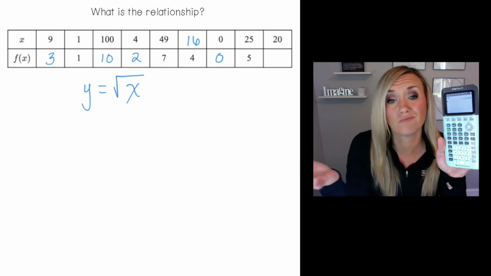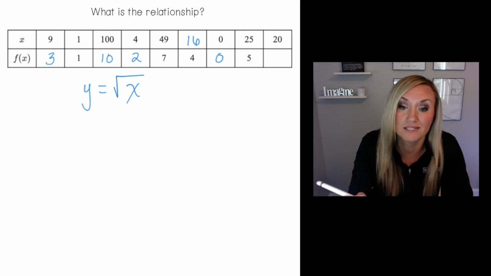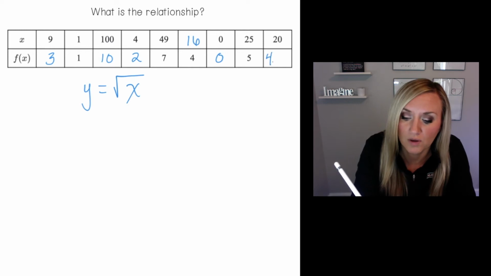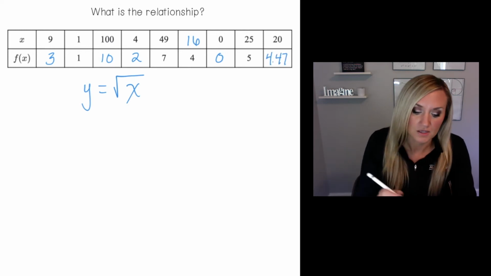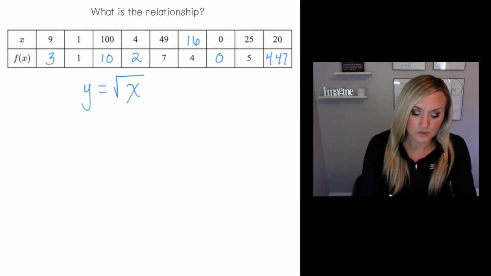I'm going to type in the square root of 20, and I'm going to get a decimal. The decimal is 4.47, and that's okay. We're going to have to write that one in there. It's not perfect, but it's fine. So 4.47.